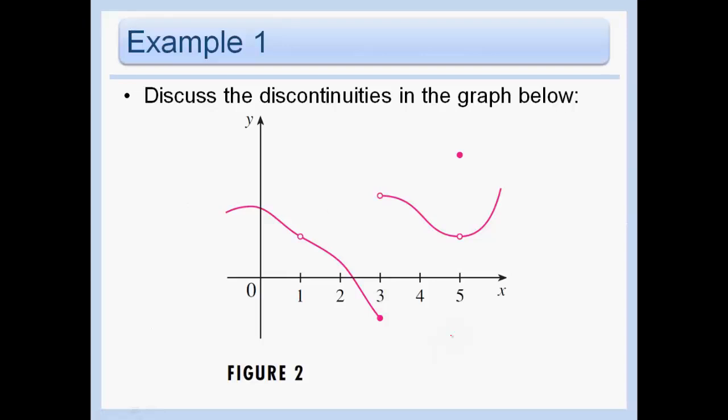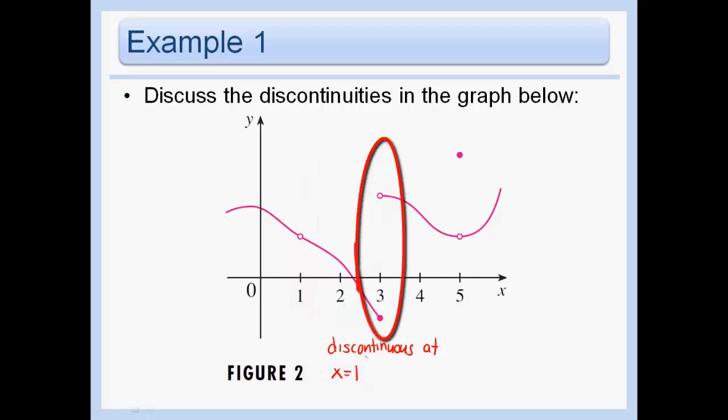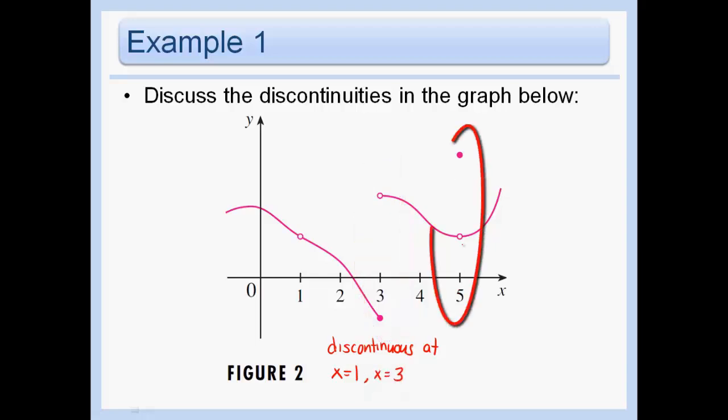So let's look at an example. Let's discuss the discontinuities here. Well, we can obviously see that it's discontinuous right here at x equals 1. Where else? At x equals 3, we see a problem. And then here at x equals 5.